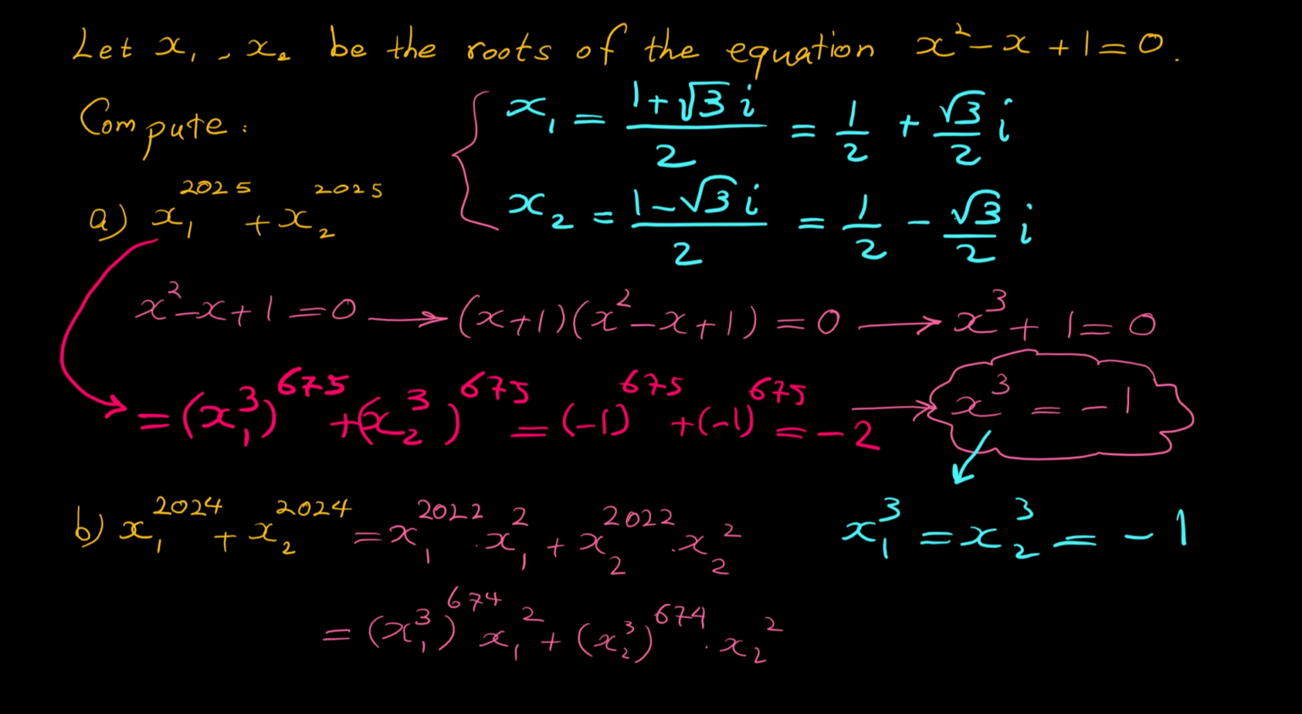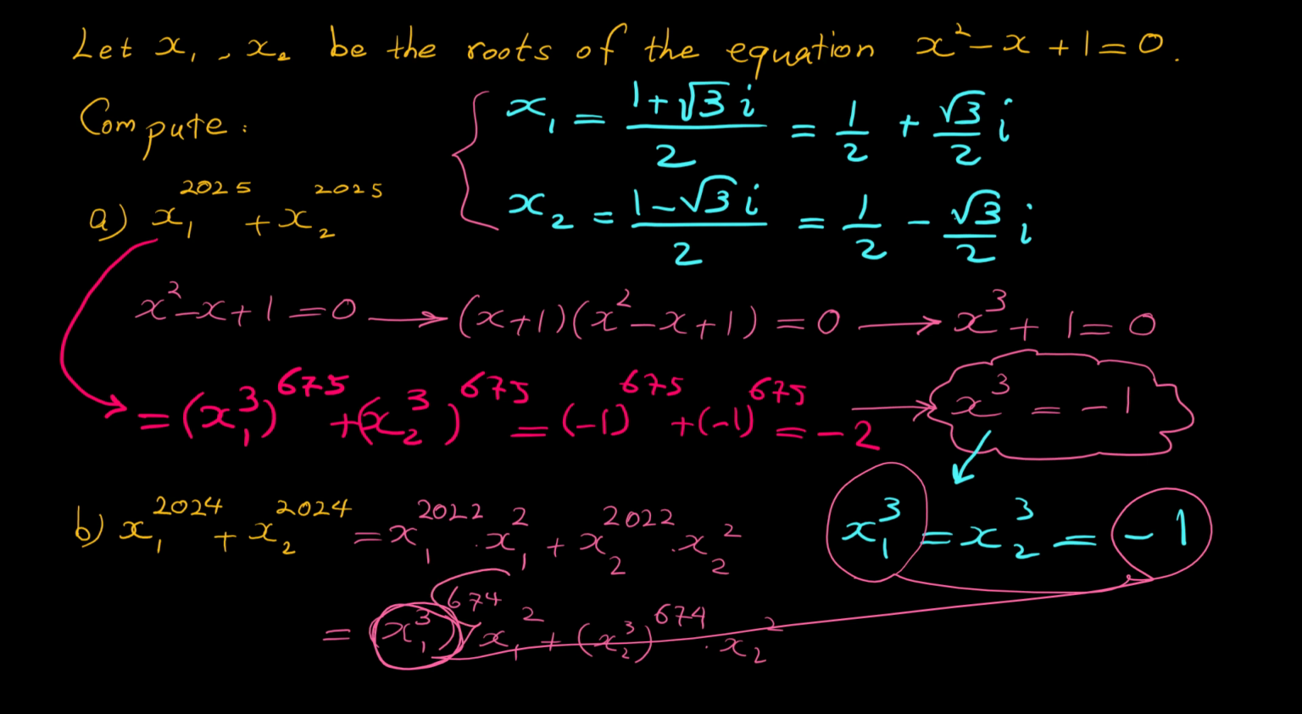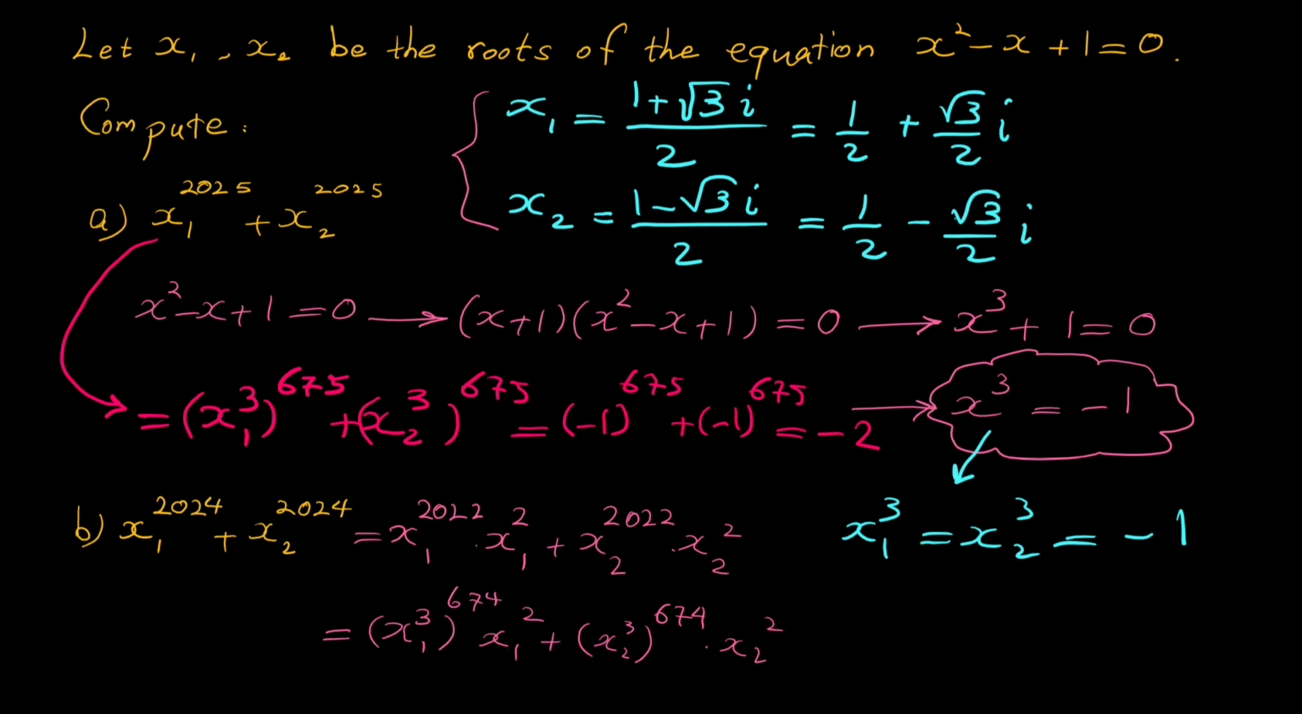Remember that x1 to the 3 is -1, so here is -1 to this even power, because this is raised to an even power, so all of this is 1. And also here is -1 to the power of 674, and this is also 1. So this equals x1 to the 2 plus x2 to the 2. Again, this is because this is 1 and this is also 1.